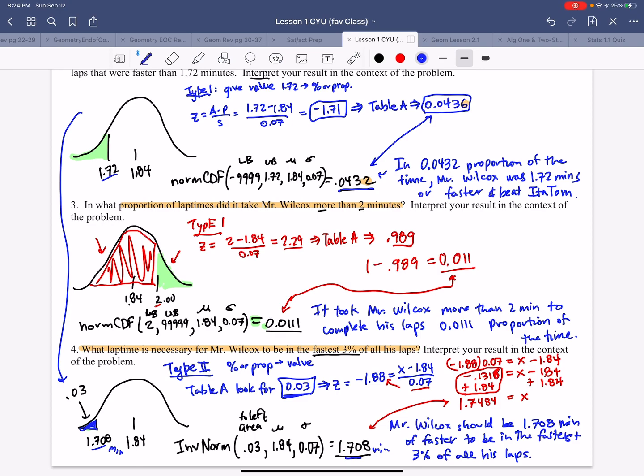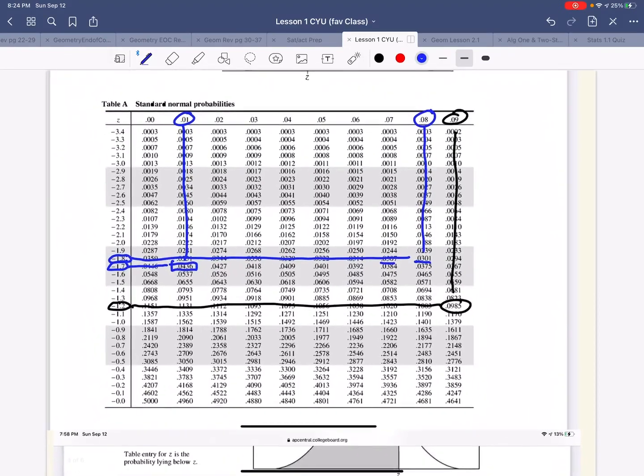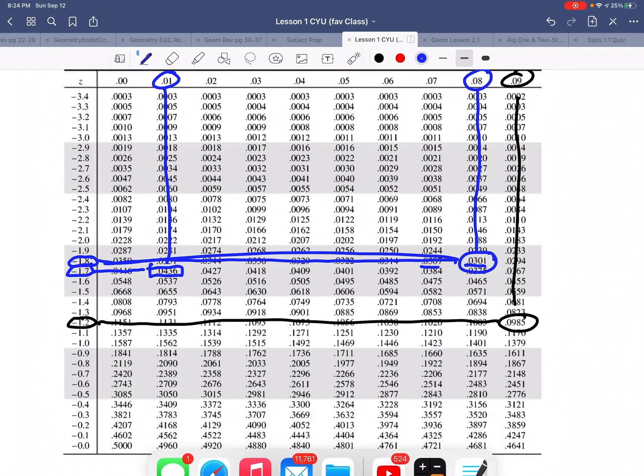If somebody sees my mistake, maybe I'll just, let's double check it. All right, so it's like the fastest 3%. So I'm going to look in the table for 0.03. And I find it, 0.03 is negative 1.88. There it is, definitely there. Negative 1.88.